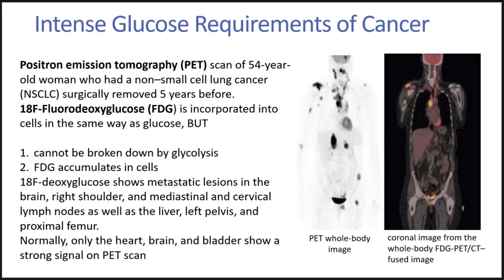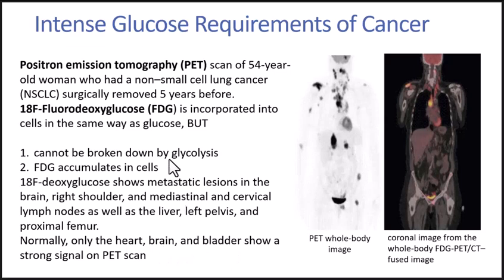So why does this matter, referring to what I just spoke about? Well, the scan on this slide is of a person that had a non-small cell lung cancer surgically removed 5 years ago and then came back in for a follow-up scan. And they've injected fluorodeoxyglucose, which is FDG, and FDG cannot be broken down by glycolysis because of a component that's missing, but it will accumulate in cells. And normally the only areas that should be highlighted on this scan would be the heart, the brain, and the bladder that would show a strong signal.